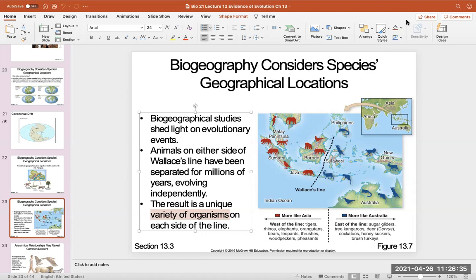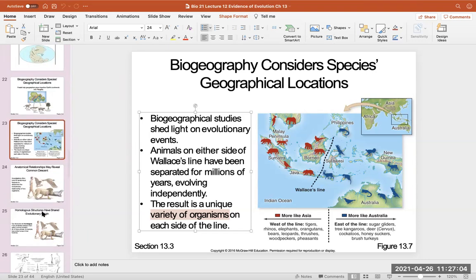Which of these is an example of convergent evolution? Is it analogy or homology? Analogy. Homology is divergent evolution. So homology is divergent evolution, and analogy is convergent evolution. But before that, you have to know what homology is and what analogy is.